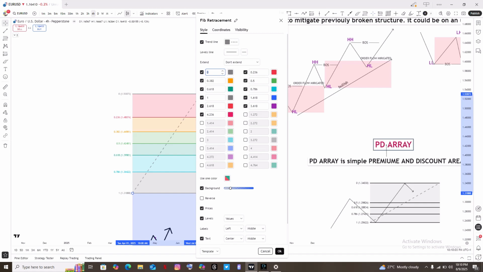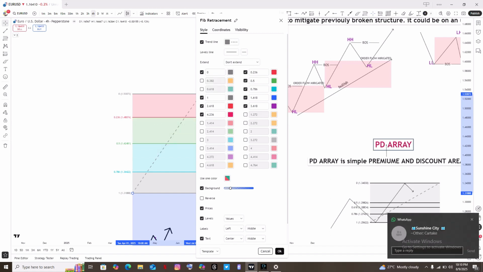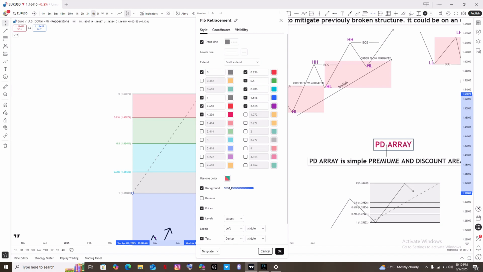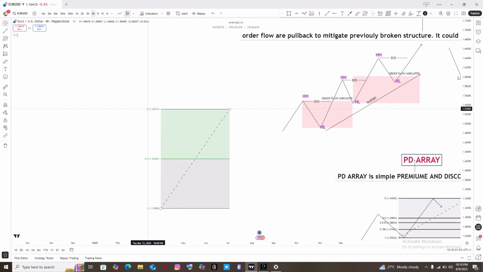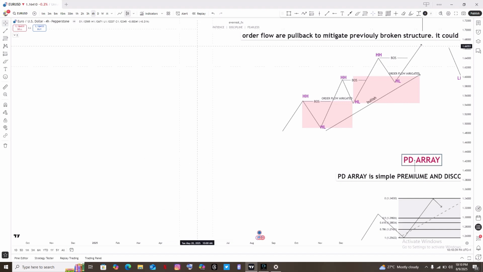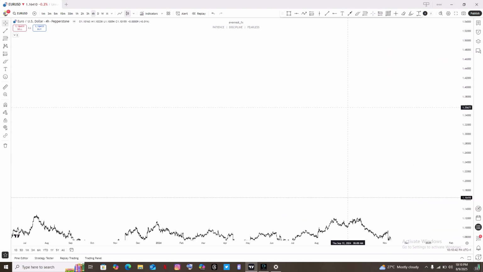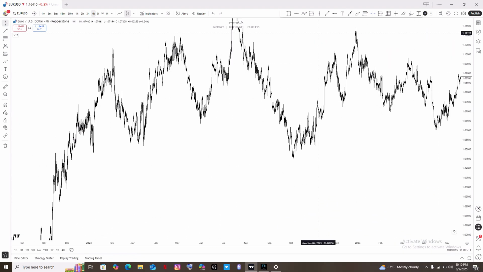Then the only things we need here are 0, 1, and 0.5. The first one is 0. You untick this, untick this. This is 1. You leave 1, untick this, untick this, untick this. 0.5, we need 0.5. Untick this. Just untick everything else, and then you click OK. You can choose to change the color if you want. So now we have 0, we have 0.5, and we have 1. Now let's go to the chart so that I can show you how to use this fib tool.